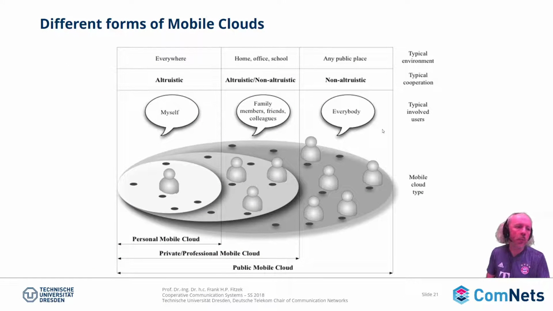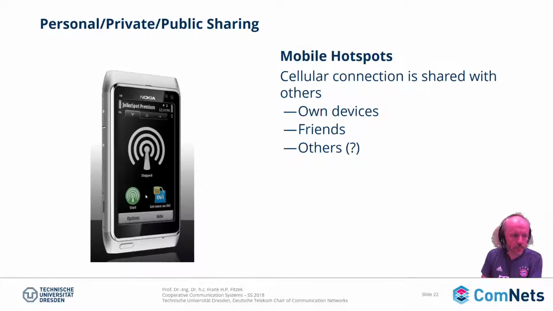The question is with whom we will cooperate, right? We had this before, and then we say, okay, altruistic and non-altruistic. Non-altruistic is clear. You would even cooperate with people you don't know, right? And altruistic is people you may know, family members, friends, a colleague. And altruistic, you are also between devices that you own yourself. We called it in that time personal mobile cloud, private professional mobile clouds, and public mobile clouds. Something that may come back later in this lecture.